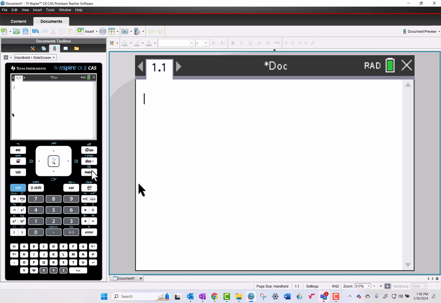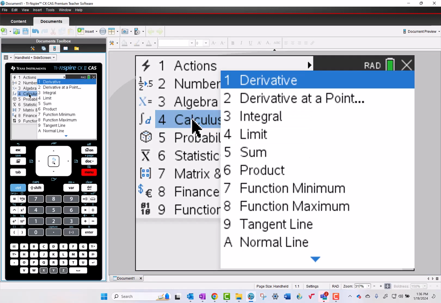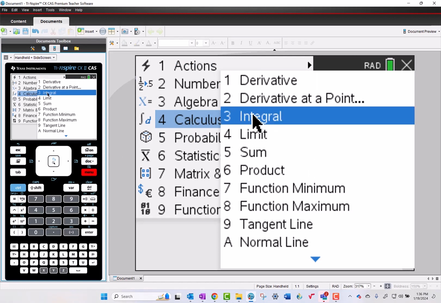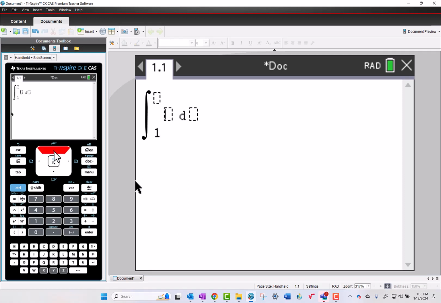The way I like to go is I like to do menu, and I like to do calculus, and I like to do integral. That's how I like to do it. There's other ways you can do it. It doesn't matter to me. That's what I do. Okay, so my bounds are 1, and then 4.